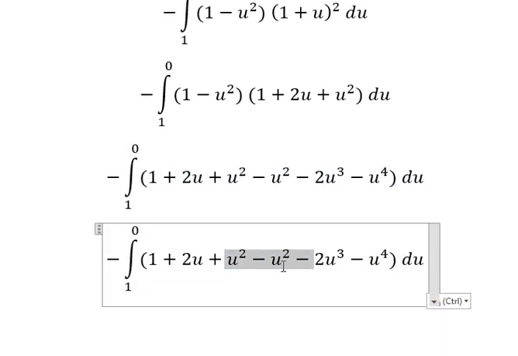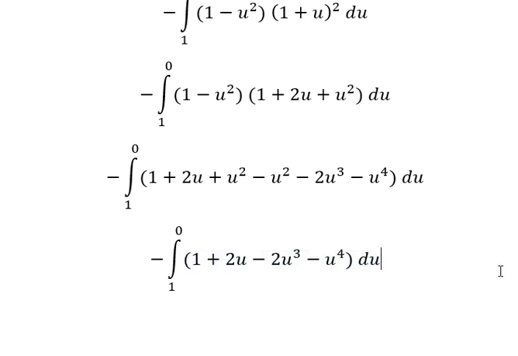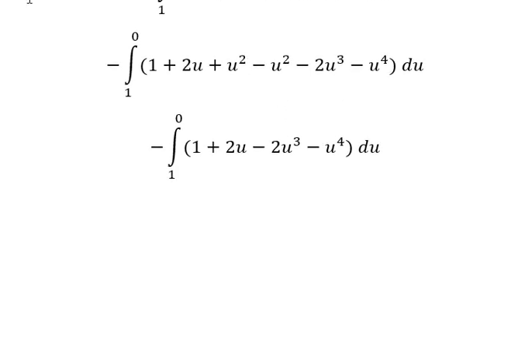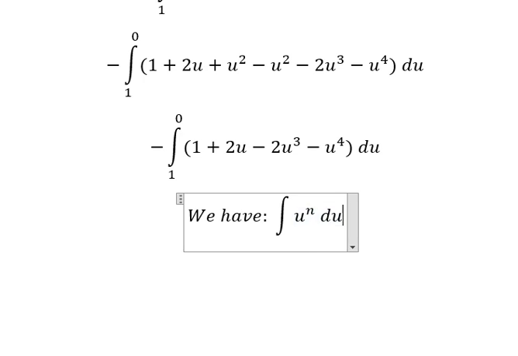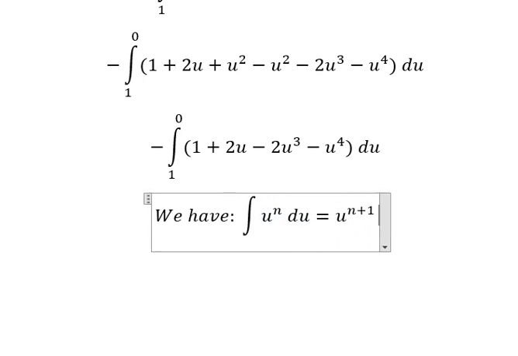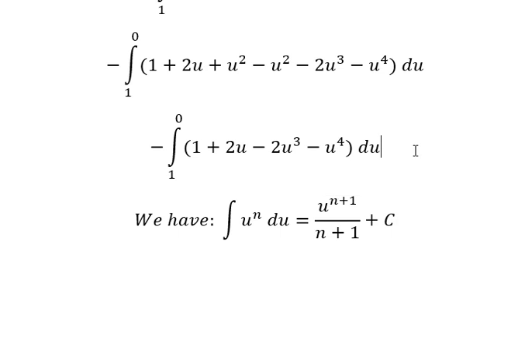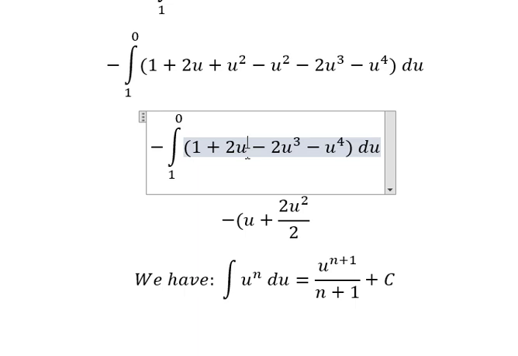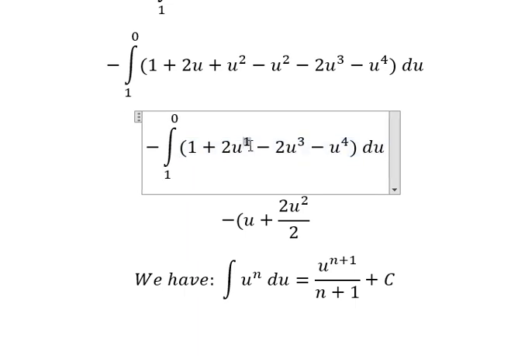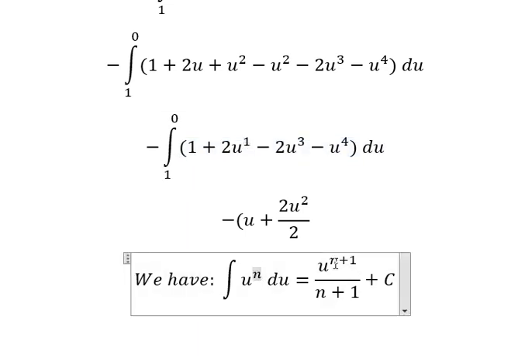So this one we cancel. And now we have the formula in here. The integration of 1 is u. The next one is u squared over 2. So because this one is 1, we put 1 in here, and 1 plus 1 we have 2.